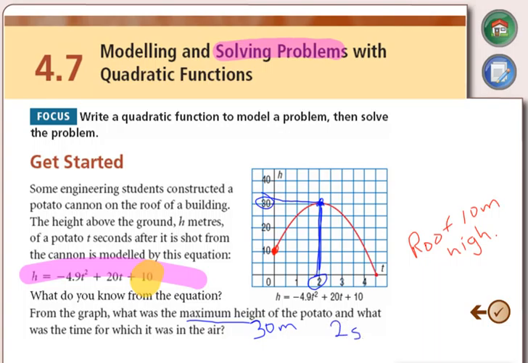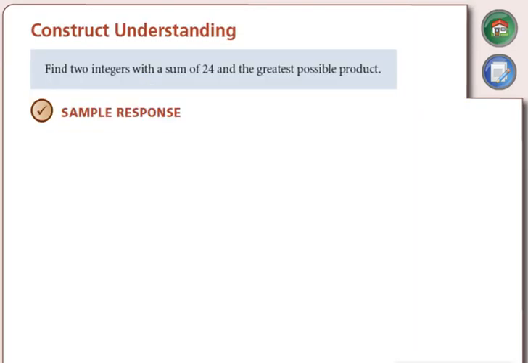Now the question says, though, is how long has it been in the air for? So that would be the full time that it's here, and that's going to end up being 4.5 seconds in the air. Let's try out this next one. Starts getting a little bit trickier here.